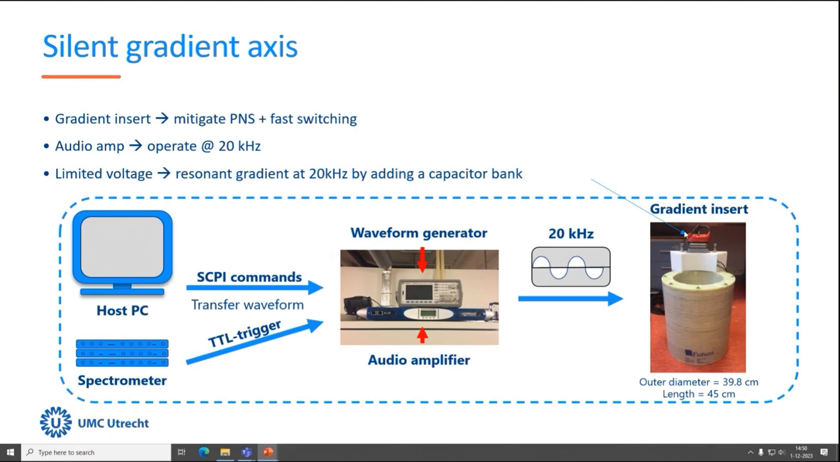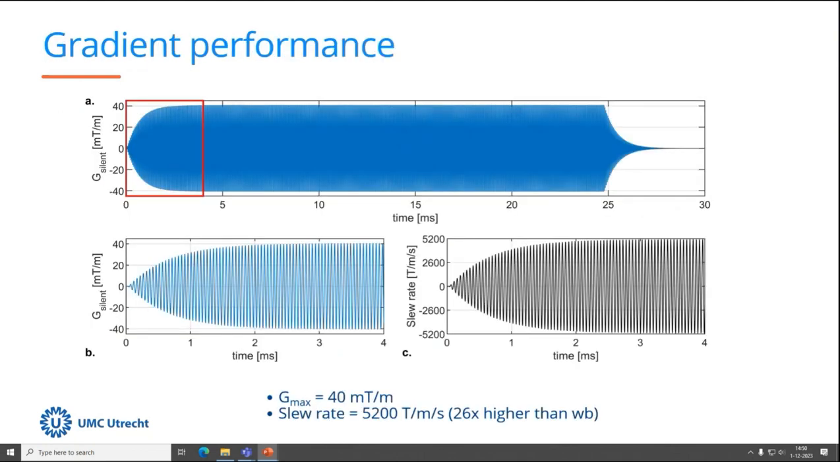Basically, the gradient coil becomes like a swing. It has a natural frequency given by the inductance instead of a fixed one. And if you push it at the right moment at 20 kilohertz, it will be much easier to put energy in there. It's very simply said, but that's basically how it works. So you add a capacitor bank, you drive it with the amplifier. With the host PC, we send a trigger, and it will send out this 20 kilohertz signal to this gradient.